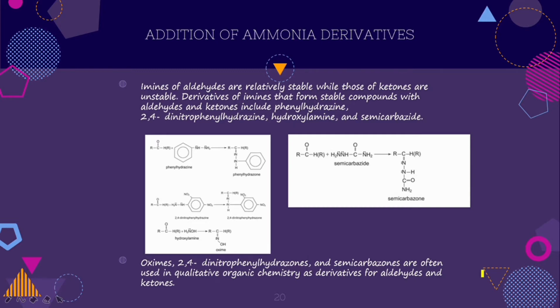Derivatives of imines that form stable compounds with aldehydes and ketones include phenylhydrazine, 2,4-dinitrophenylhydrazine, hydroxylamine, and semicarbazide. Oximes, 2,4-dinitrophenylhydrazones and semicarbazones are often used in qualitative organic chemistry as derivatives for aldehydes and ketones. To further understand the topic, here is a video explaining the reactions of aldehydes and ketones.